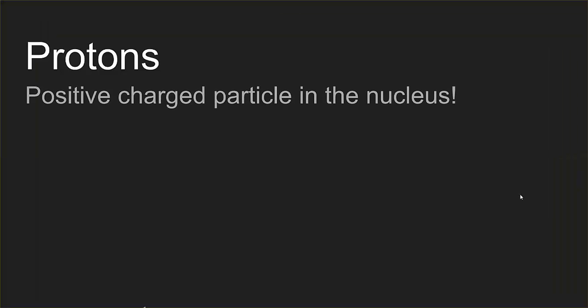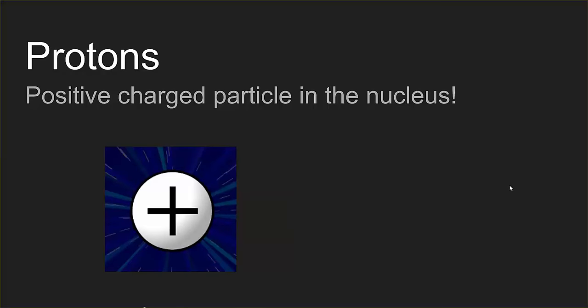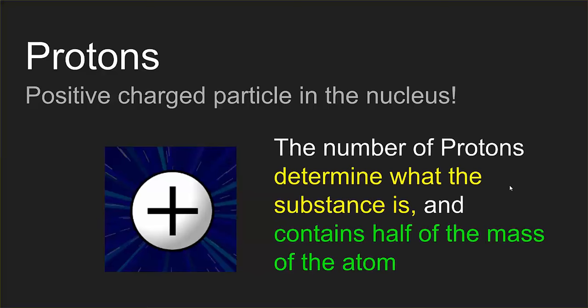So the protons are at the core of the atom. They're in the nucleus. They're positively charged. You've got to remember that. Proton means positive: it begins with the P and has a positive charge. The number of protons determines what a substance is, and they contain half of the mass of the atom. The other half is the neutrons, with the electrons having almost no mass at all, about 1/1000th of the mass of one proton.